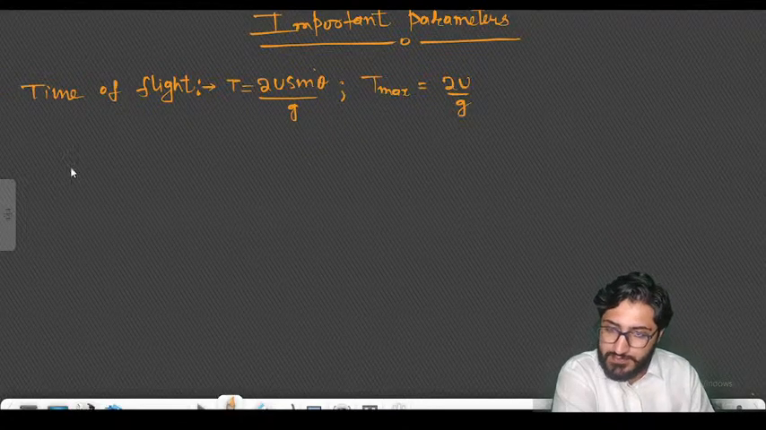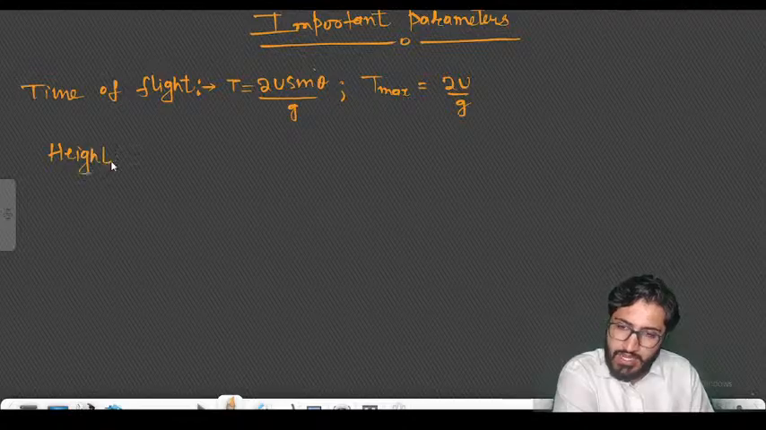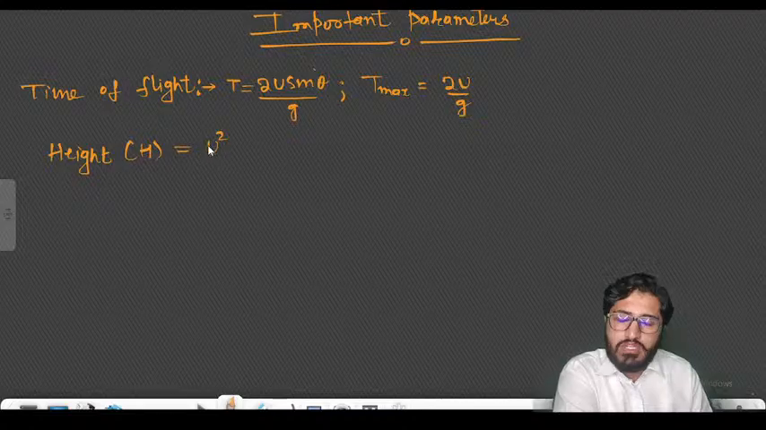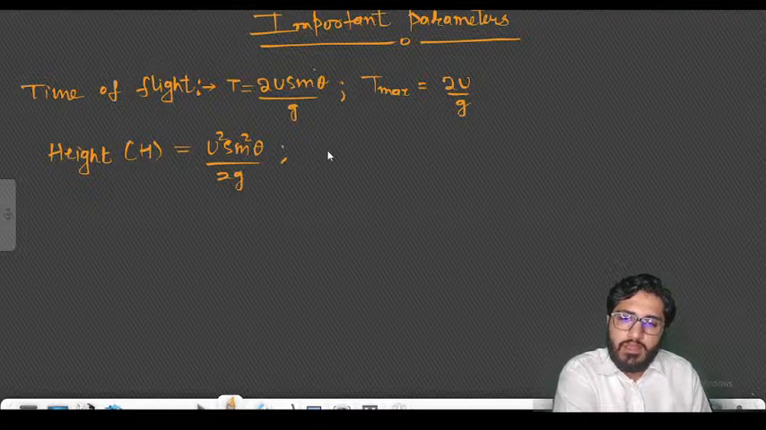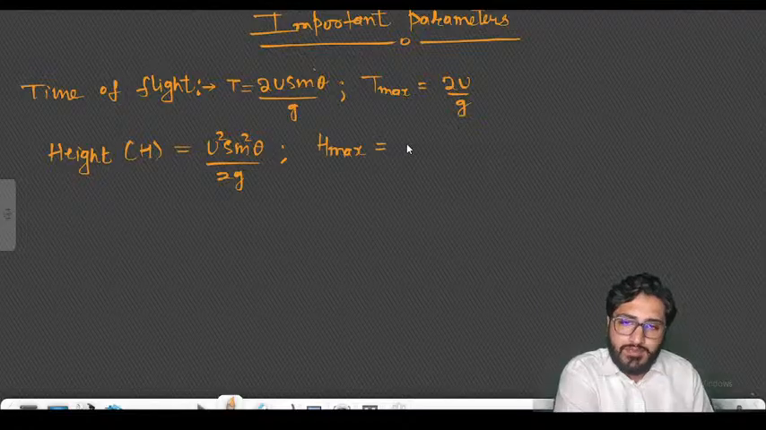Second part, height. Height is h only. It was u square divided by 2g. So here it is u square sine square theta divided by 2g. What is h max? Highest height. U square is u square, sine square theta is 1, divided by 2g.